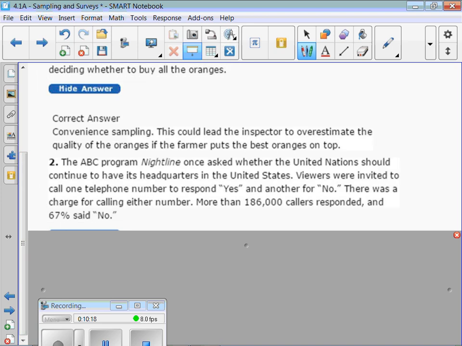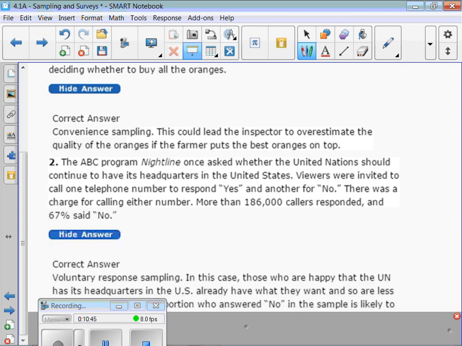All right, the ABC program Nightline once asked whether the United Nations should continue to have its headquarters in the United States. Viewers were invited to call one telephone number and respond yes and another no. There was a charge for calling either number. More than 186,000 callers responded, and 67% said no. So what do you guys think? What kind of sample is this?